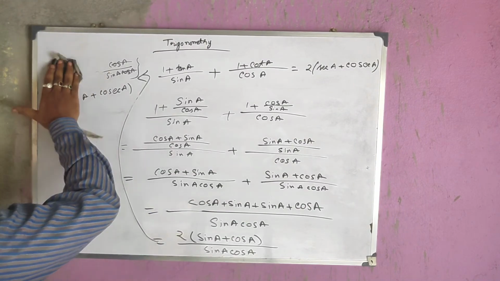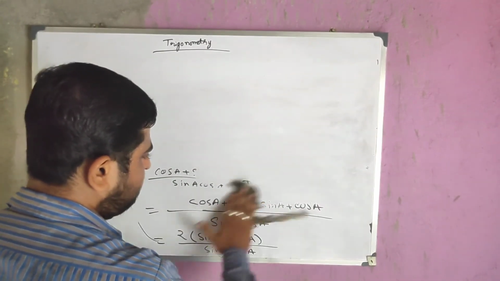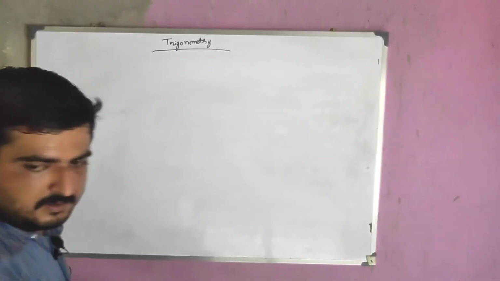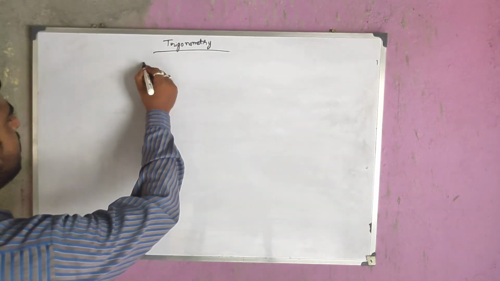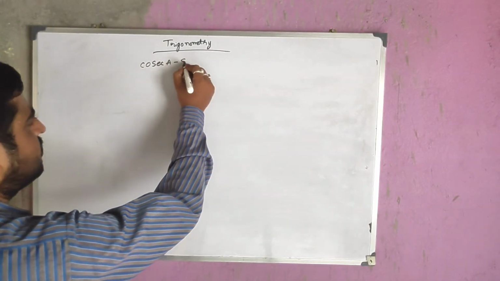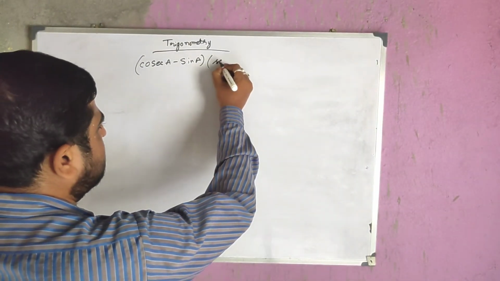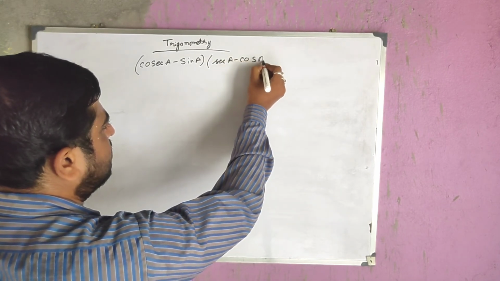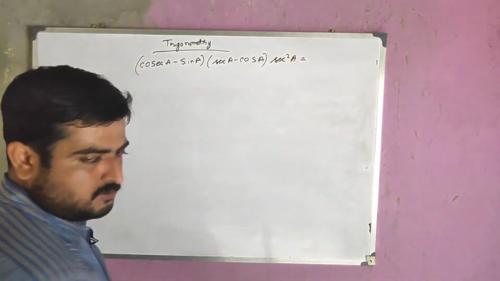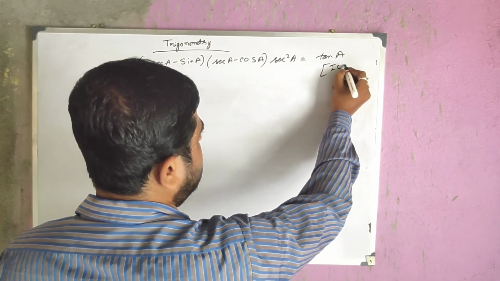Now today's last sum. (Cosec A minus sin A) into (sec A minus cos A) into (tan A plus cot A) equals to... sorry, into sec squared A equals tan A.